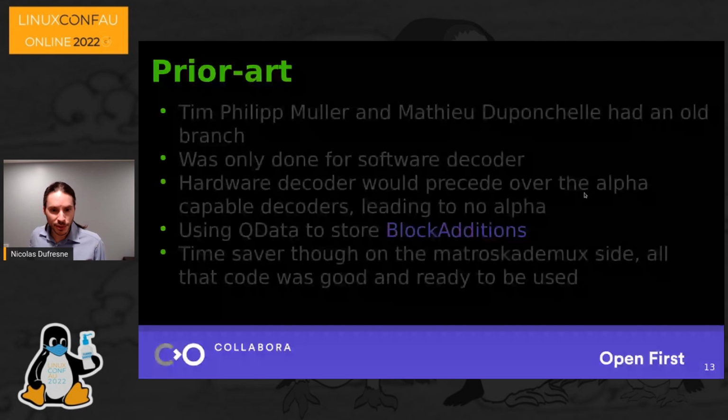And anytime you would have a hardware decoder in your system, it would prefer the hardware decoder over the software decoder, but the hardware decoder might not have alpha support, so the auto-plugging decision was not correct and was quite surprising. They were also using a feature called QData, which is basically a string identifier for extra data on buffers in GStreamer, to store the block addition.